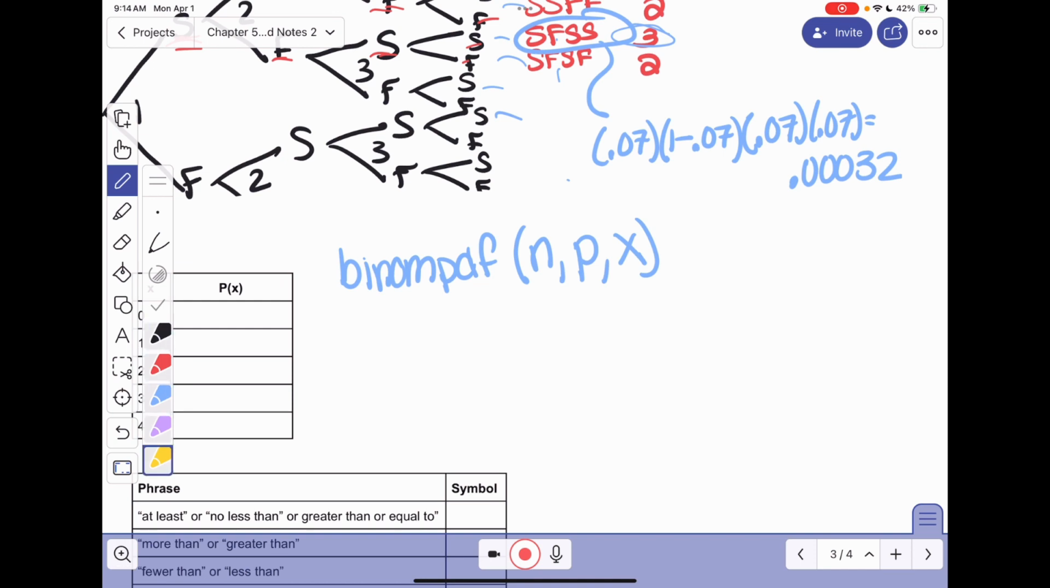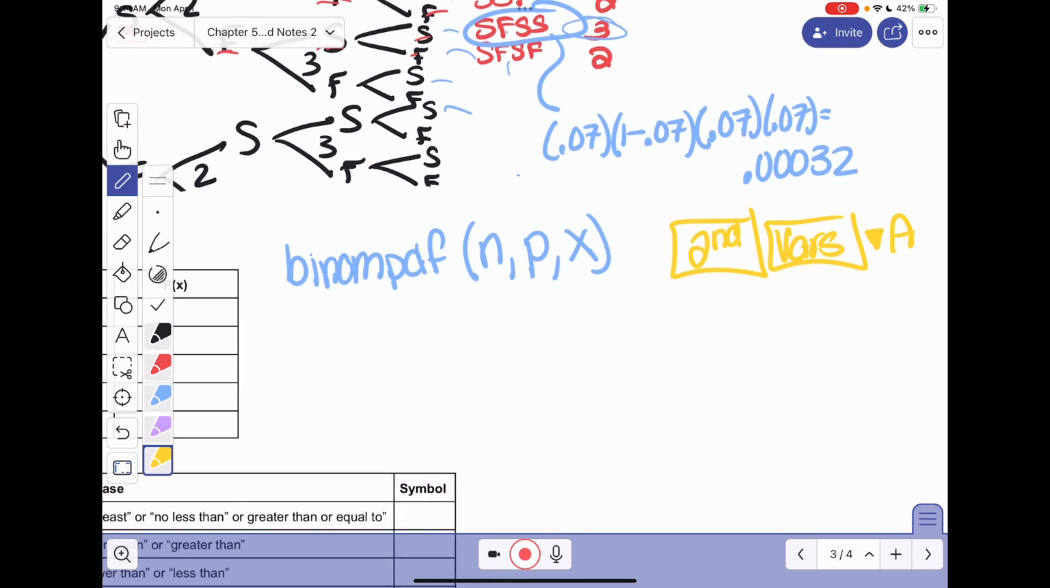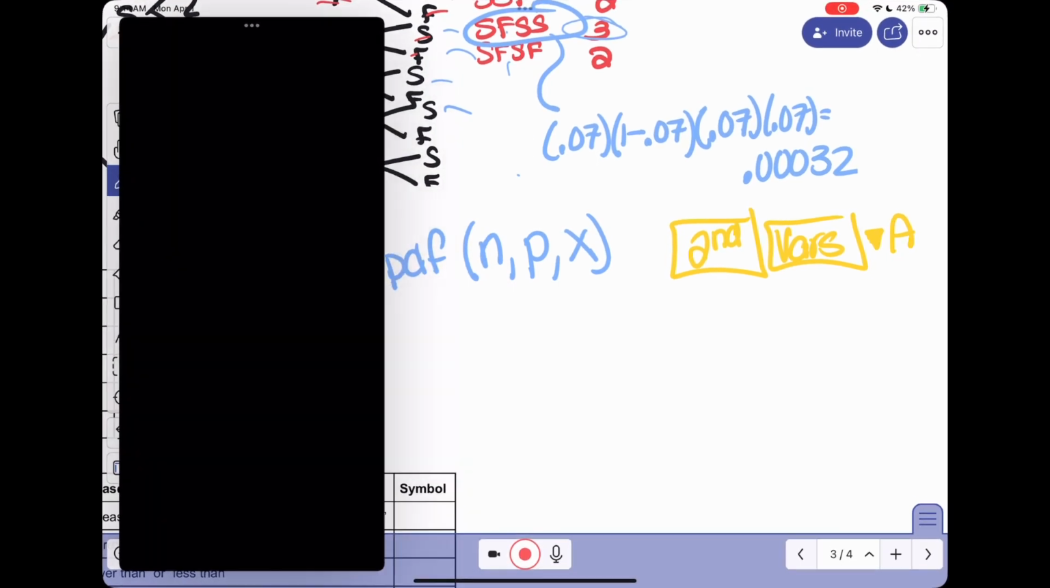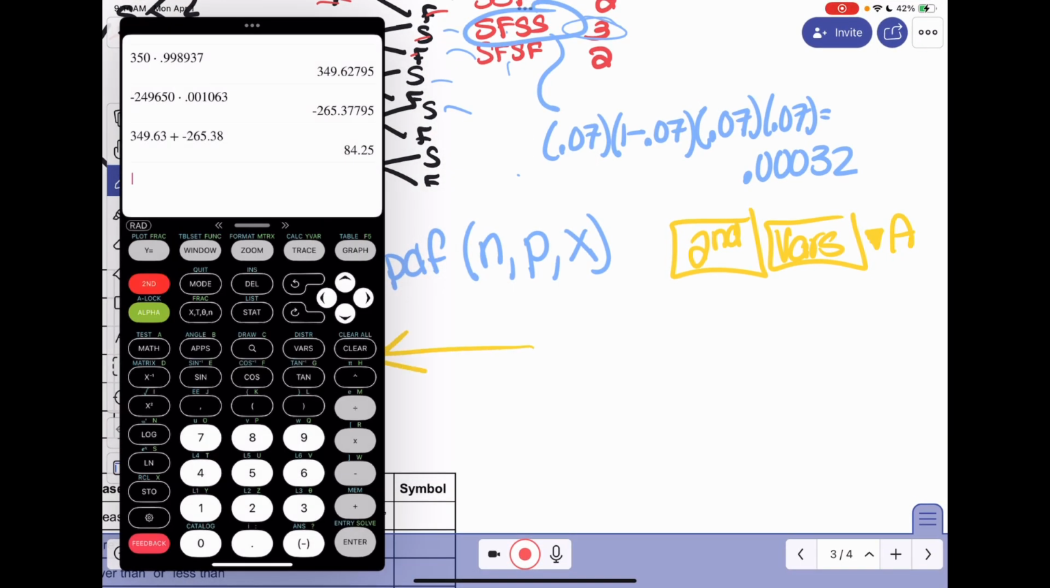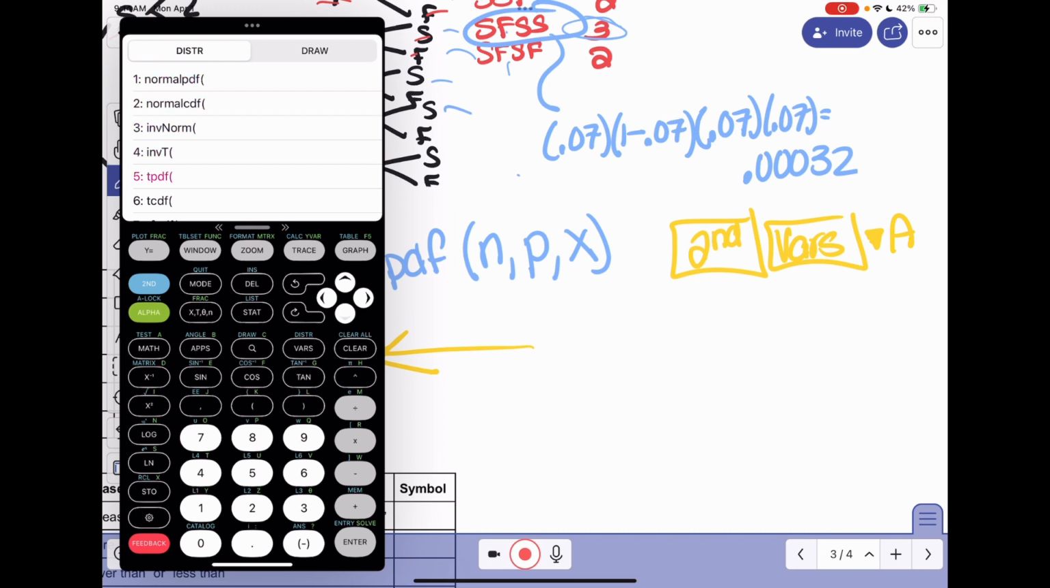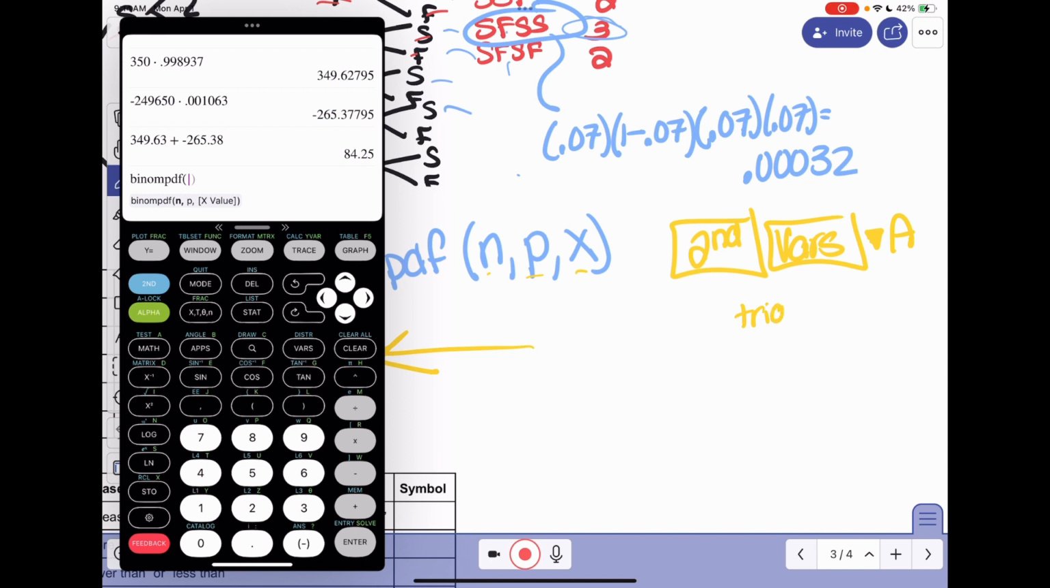On your calculator, to get to that, you hit second vars and then scroll down until you see A. So let's do that here. So second is the blue button. Vars is down here next to clear. And then you're going to scroll down until you get to A, binom PDF. The P is important. Then your calculator will either look like mine, where it just has a parentheses and you type those numbers with commas, or it'll ask you specifically trials. That's where you put N, probability, and then X value.